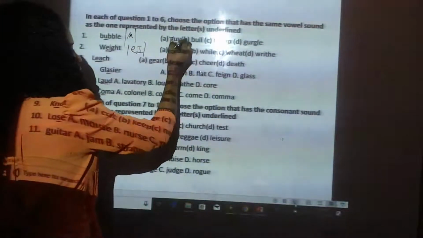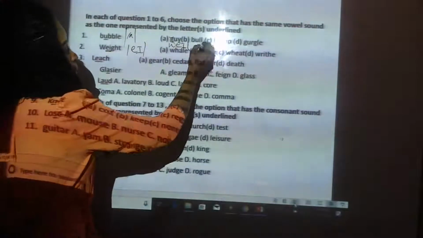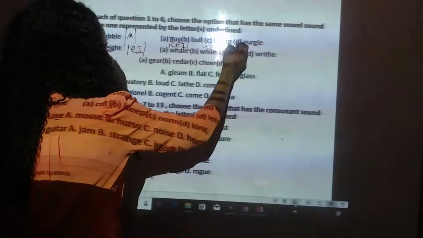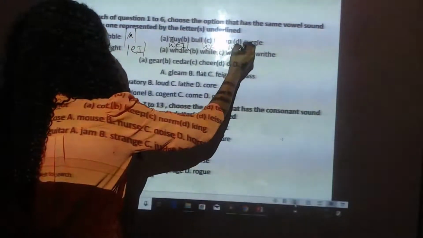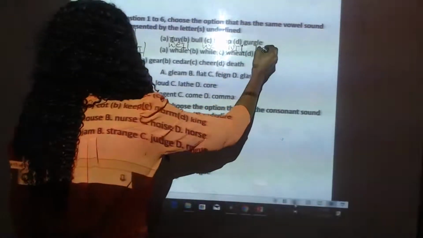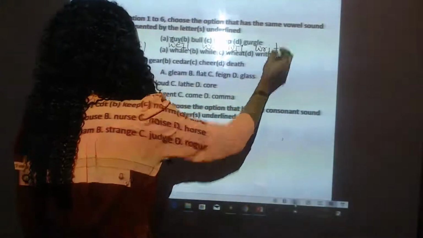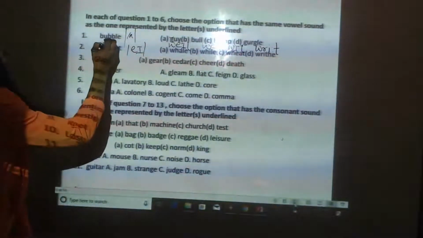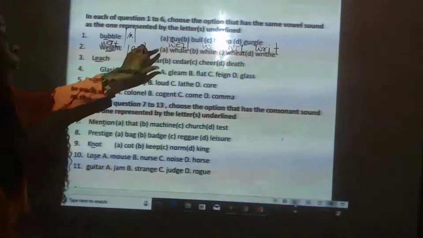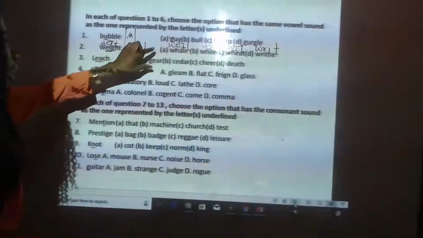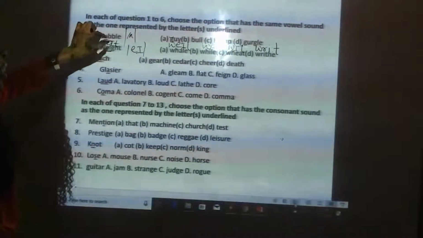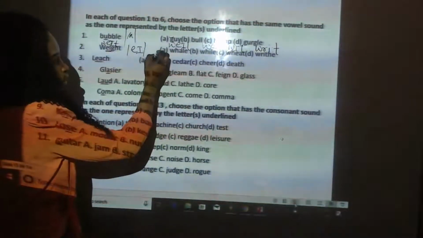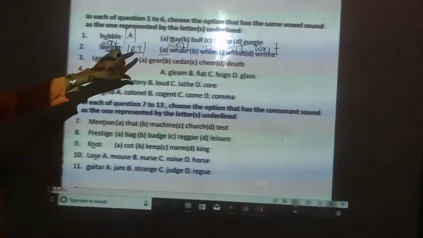Wave, Y, wheat, long E sound, and finally read. So you can see that this one is what? Wait. And from the sound of these words, the one that sounds close to it, the one that has the same vowel sound is what? Wave, which happens to be option A. Therefore, option A is our right answer.